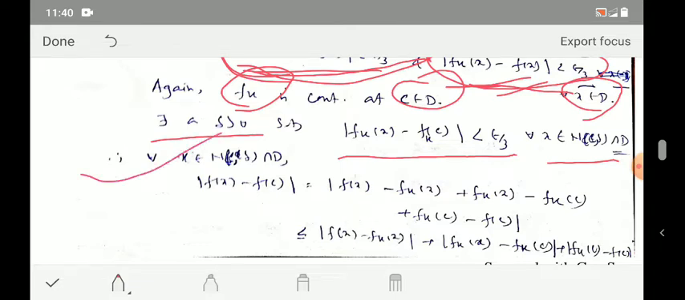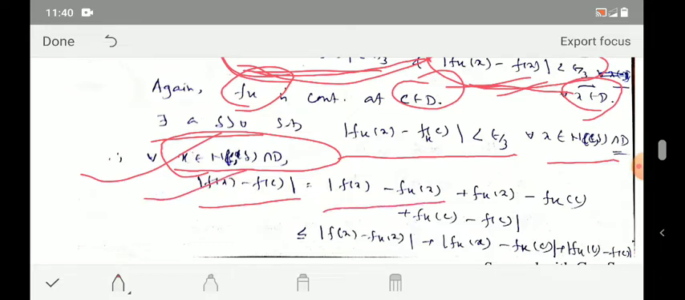Actually we have to prove that f is continuous at c. That is, we have to show that for some delta, if we take x belongs to N(c, delta) intersection D, then mod of f(x) minus f(c) is less than epsilon. Therefore we write this as mod of f(x) minus fk(x) plus fk(x) minus fk(c) plus fk(c) minus f(c). The terms minus fk(x) plus fk(x), and minus fk(c) plus fk(c), cancel out.